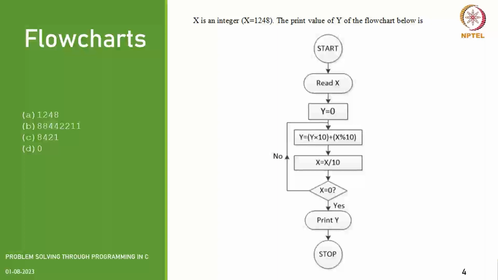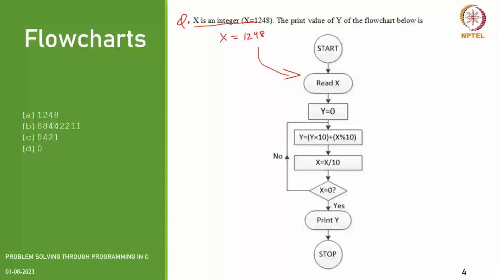All right, so let's see the next question. So now we have a bit more complicated flowchart, as you can see, and you have this decision making box here, which is a rhombus, like I was explaining earlier. So let us see what happens, like what is the print value of y once this flowchart is executed. Okay, so we take x as an integer, which is x is 1248. That is what we read in this step.